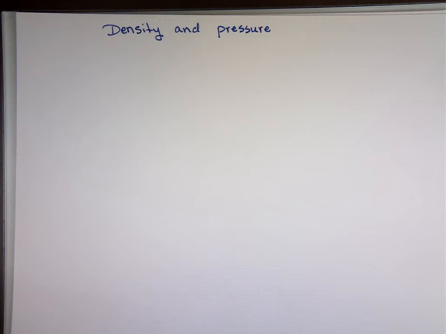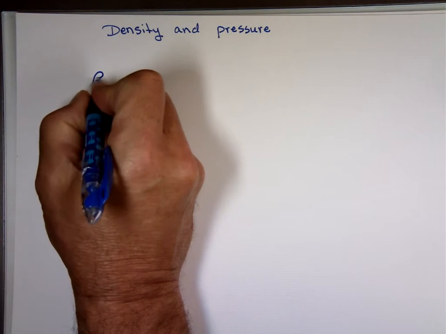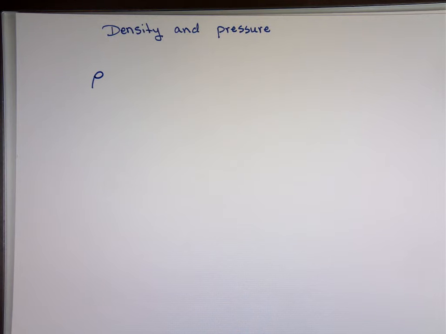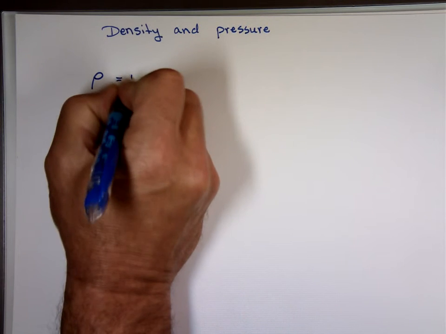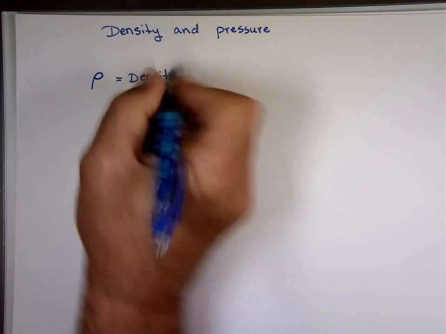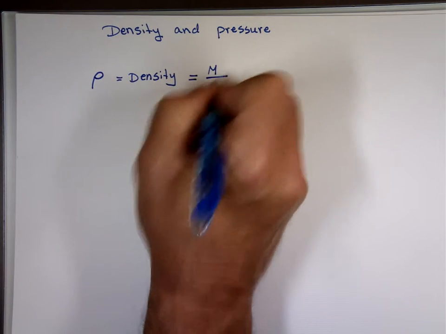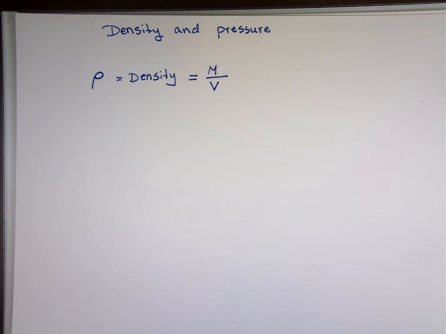Let's talk about density. We use this symbol, it's called rho. It looks like a P, but it's rho. Rho here is density. And rho can be calculated by taking the mass of an object divided by the volume of the object. The mass over the volume.